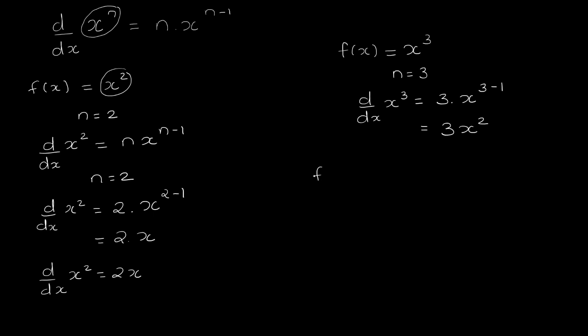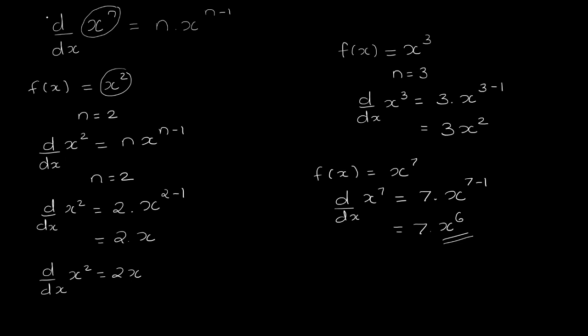Similarly, if f of x is equal to x raised to 7, d by dx of x raised to 7 will be given by, here the value of n is 7, so 7 into x raised to 7 minus 1, that is 7 x raised to 6. This is the formula.